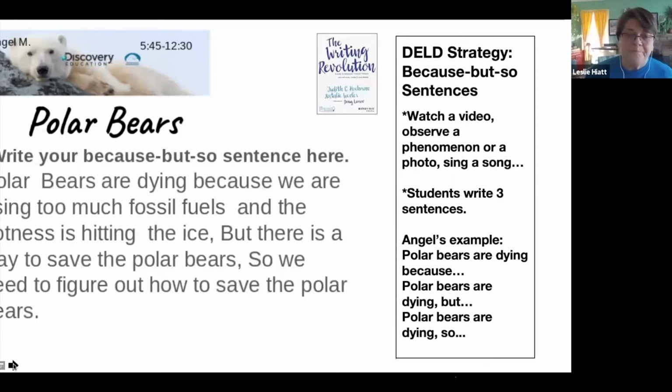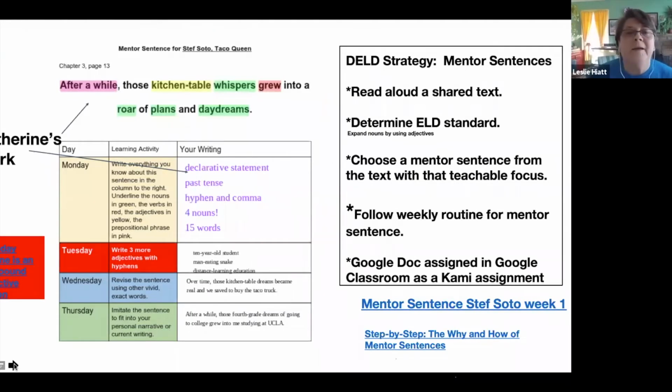Next slide, please. And I just wanted to share another really super powerful ELD strategy that we're using. It's called Mentor Sentences. If you Google it, you'll find all kinds of information about it. So we do mentor sentences every day in our Read Aloud Meet. The sentences come from a shared read aloud, and I determine the ELD standard that I want, and then I look for a sentence that will kind of focus on that standard.